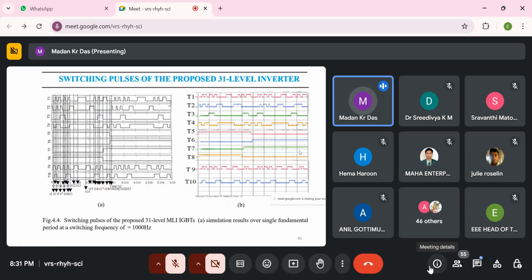And this is the gate pulses from the simulation result of the 31-level inverter. And this is the experimental gate pulses of the 31-level inverter using 100 hertz, 1000 hertz.